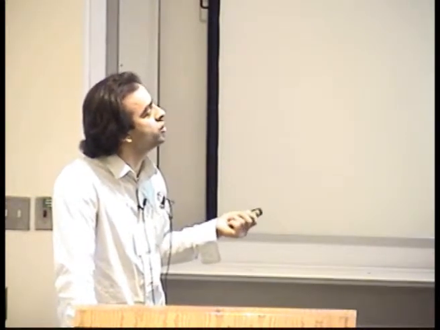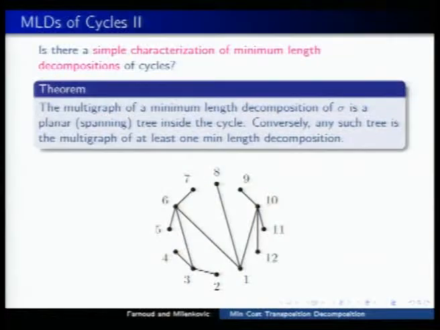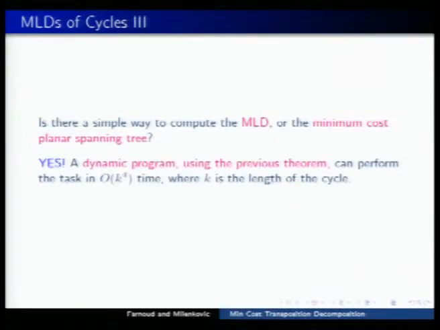You can characterize all the MLDs using that multigraph of decompositions, and then there is a nice theorem that characterizes those multigraphs. Those multigraphs are actually trees that are planar inside the cycle that you're looking at. This characterization limits your search space. Then you can look for the minimum cost decomposition among all the decompositions that you have, and there is an efficient algorithm to find that. We use a dynamic programming algorithm, which is polynomial.